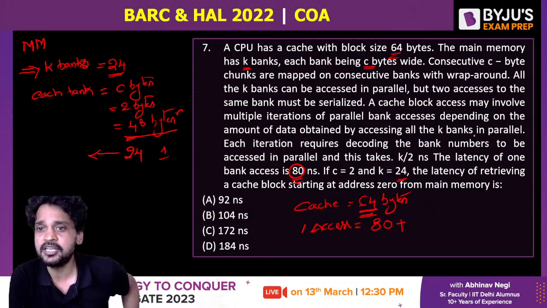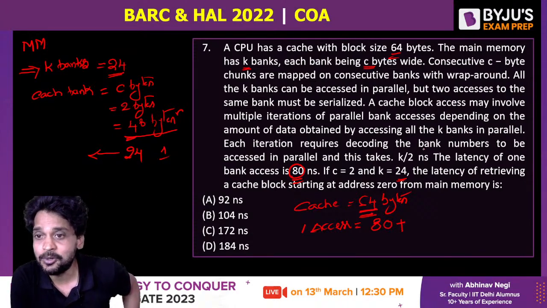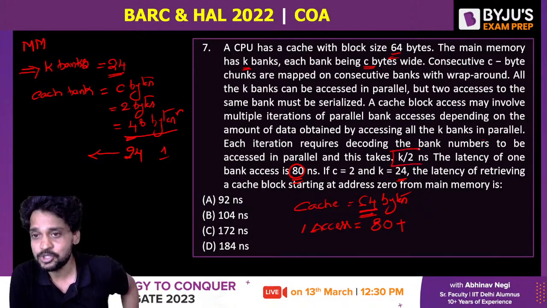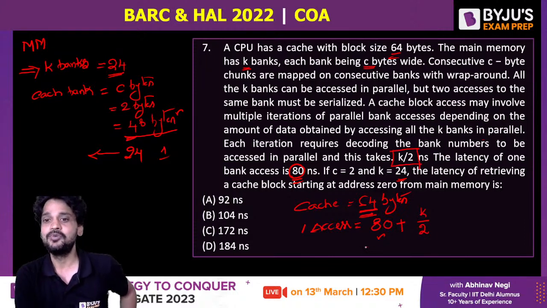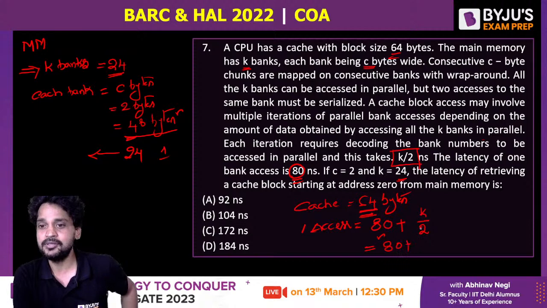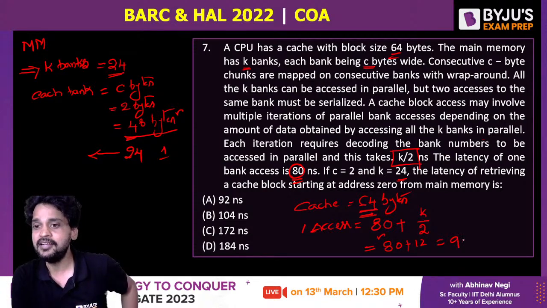Data obtained by accessing k banks in parallel. Each iteration requires decoding the bank numbers. Decoding the bank numbers takes k by 2. So every access will require 80 nanoseconds plus decoding the bank numbers, which will take k by 2 nanoseconds, which is equal to 80 plus k by 2, which is 12. So one access will be equal to 92 nanoseconds.